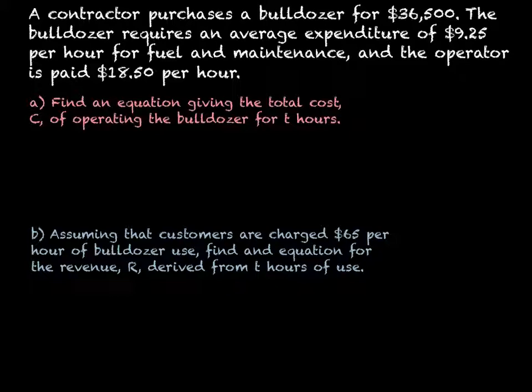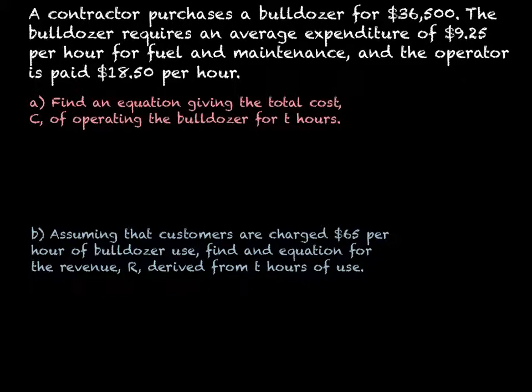For this next example, suppose a contractor purchases a bulldozer for $36,500. The bulldozer requires an average expenditure of $9.25 per hour for fuel and maintenance, and the operator is paid $18.50 per hour. So find an equation giving the total cost C of operating the bulldozer for T hours.